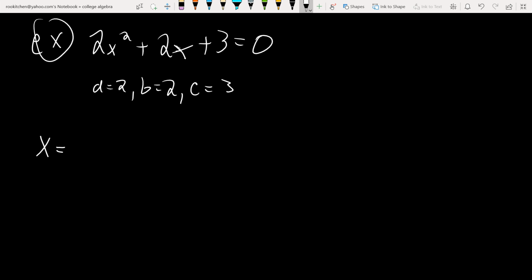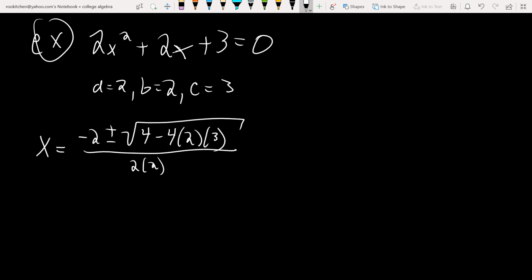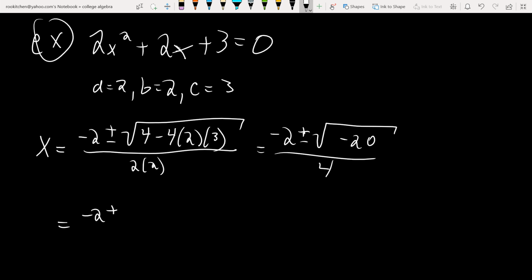So x is negative b plus or minus the square root of b squared, which is 4, minus 4 times a times c, all over 2 times a. So we get negative 2 plus or minus the square root of 4 minus 24, which will be negative 20, over 4. And then I can march out my imaginary unit: plus or minus square root of 20 i over 4.